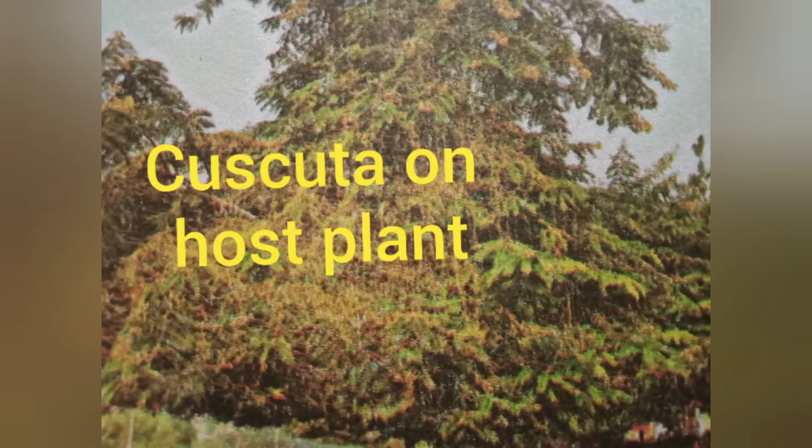Here the host plant is providing food and shelter to this Cuscuta plant. That's why it is called a parasitic plant. Here you can see brown color Cuscuta on the host plant, children.